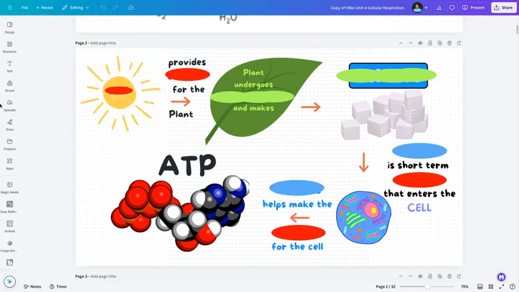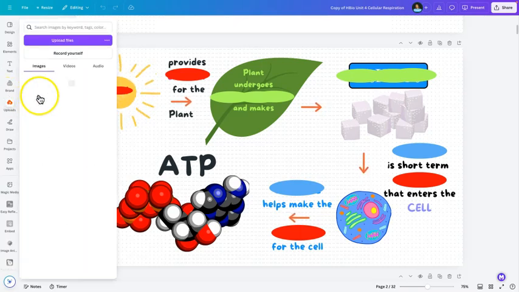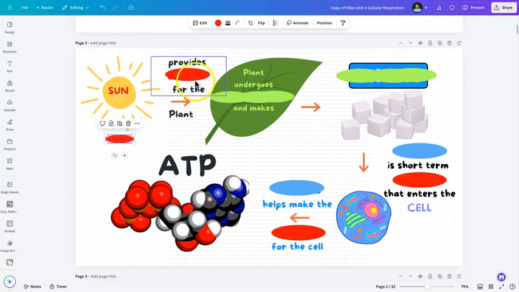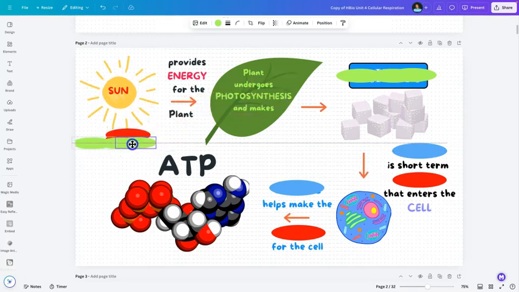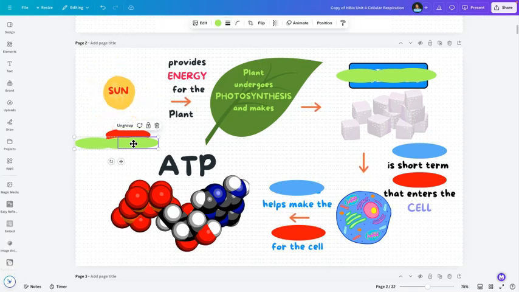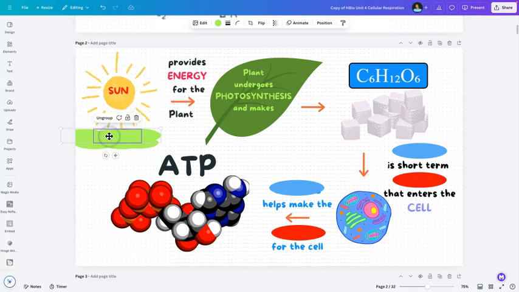This is an overview of the full process that's involved in ATP. Fill in the blanks for me. The sun provides energy for who? Plants to do what? Photosynthesis. Good. When plants go through photosynthesis, what do they make? Glucose, which is what? Sugar. What do we know about glucose? What's the function of glucose?